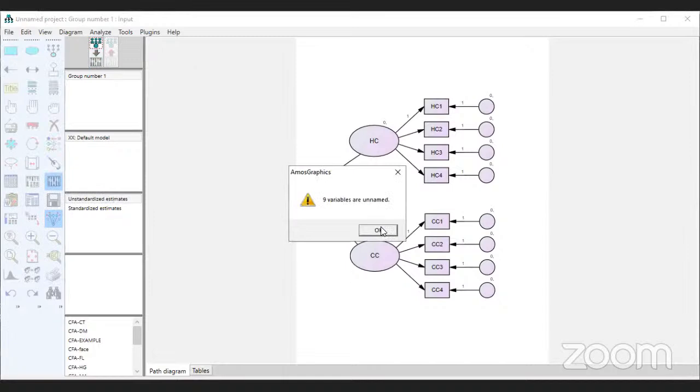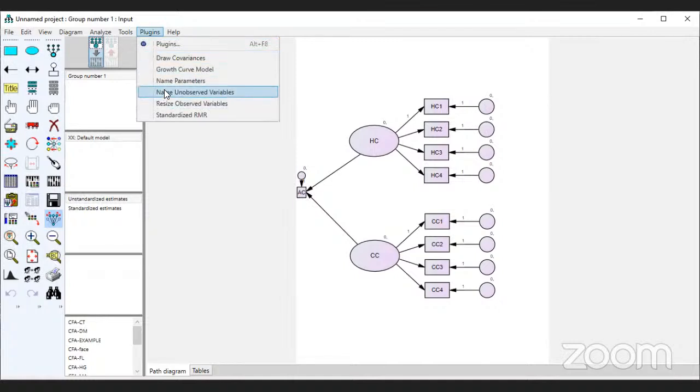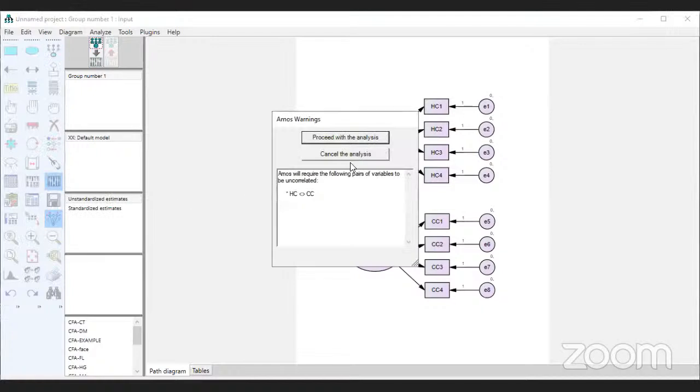Nine variables are unnamed. Okay, 9 variables. All of these are not named. Yes, all the unobserved. How do you do that? Just go to plugin. Then name unobserved variables. They have been named. You can see E1. These are errors, but here it is called unobserved. See errors to this place. So let's now estimate, calculate the estimate.